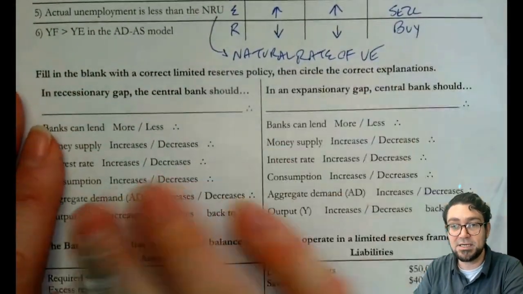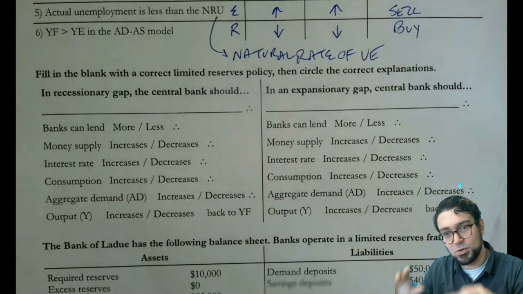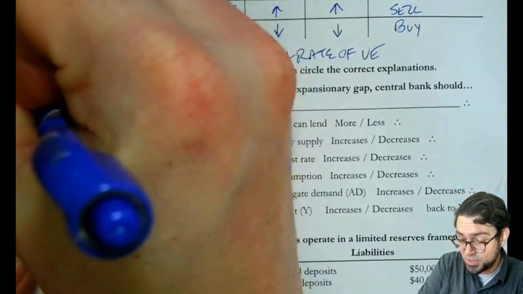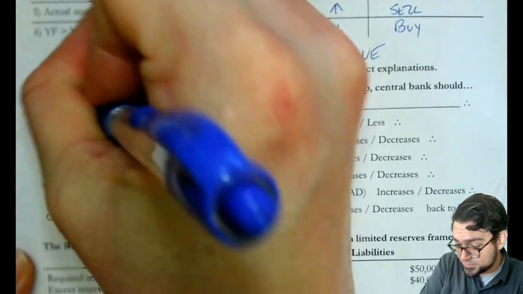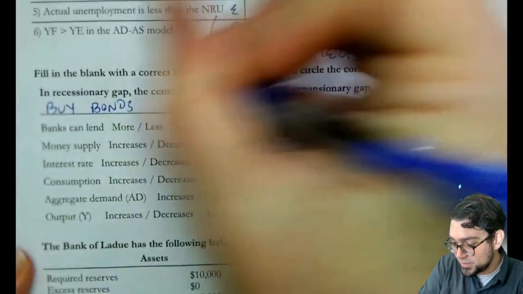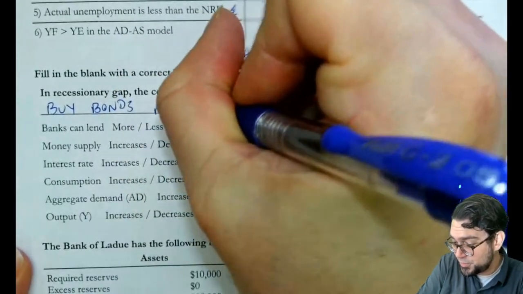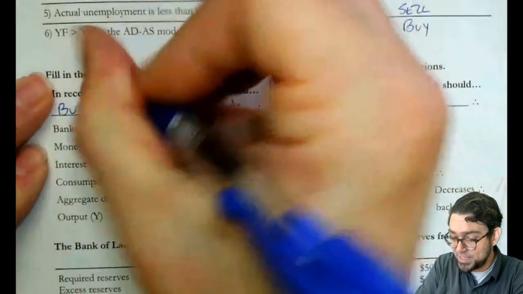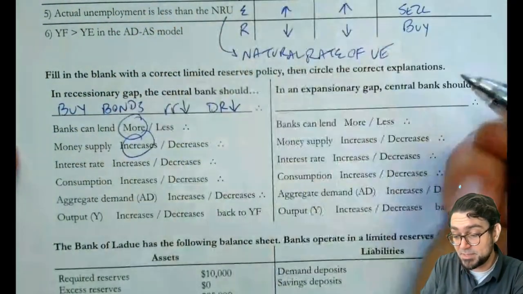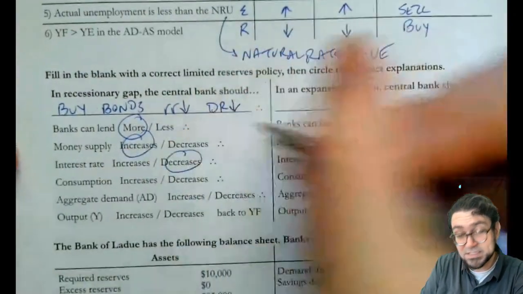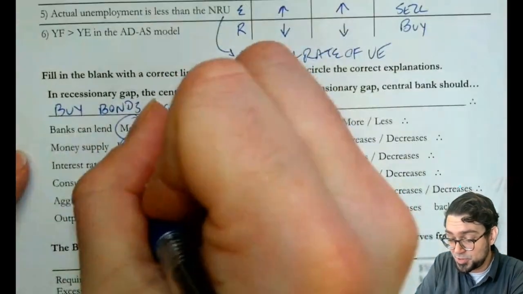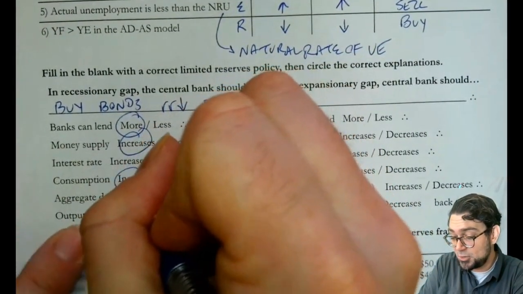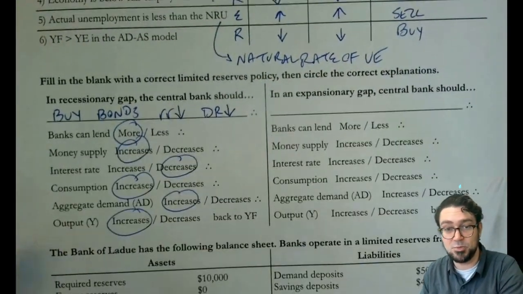Let's take a look at this set here. These are two little flow charts of what will happen. If we are in a recession, the central bank should, well, I can say, buy bonds. You could have also said lower the reserve ratio. You could have also said lower the discount rate. Any of those would allow banks to lend more and increase the money supply. That's going to decrease the interest rate and make it cheaper for people to borrow. Therefore, consumption will rise, aggregate demand would increase, and output would increase back to full employment.